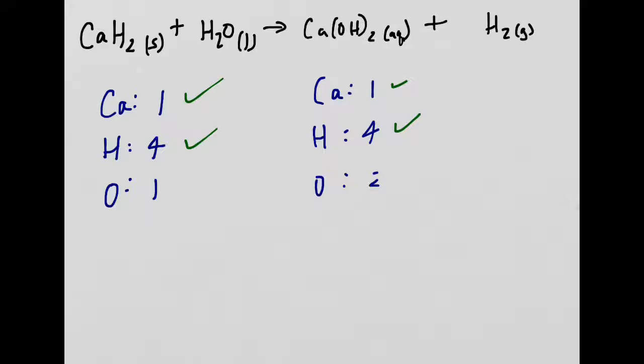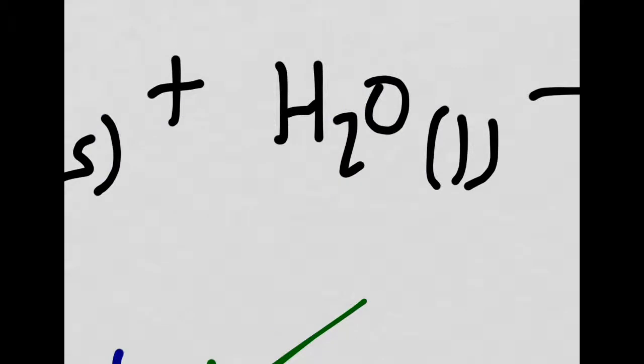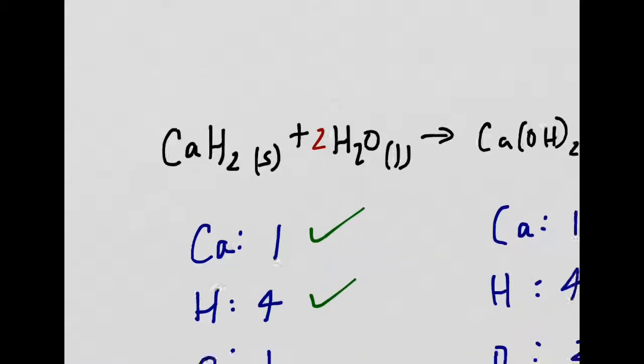We need to go ahead and put on a coefficient that will allow us to balance out the oxygens. Okay? So I'm going to use red here. Since I don't have enough oxygens on my reactant side, I want to make sure I increase that. So I'm going to go ahead and try to put a 2 here as a coefficient.